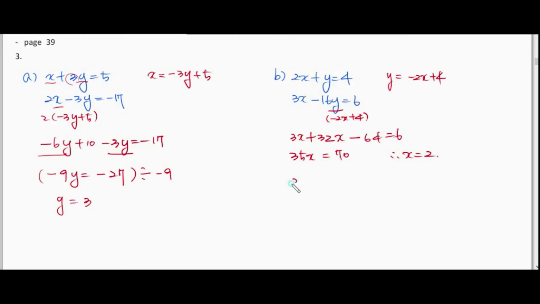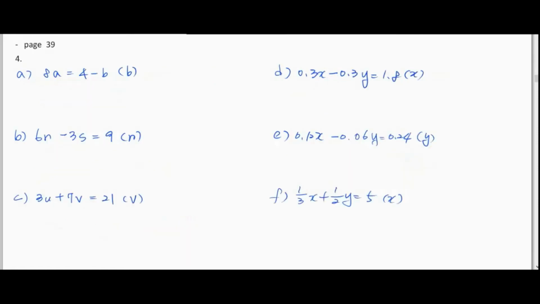So right here, 2x plus y equals 4, but x is 2 right here. So then y is 0. And let's also find the x for question A. So right here, x plus 3y equals 5. Right here, this 3y is 9. So then x will be negative 4.